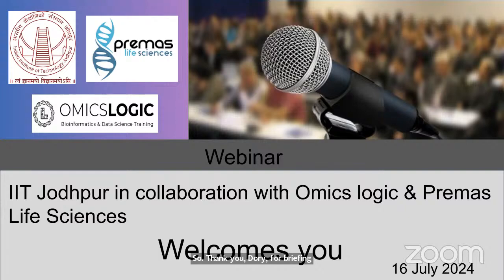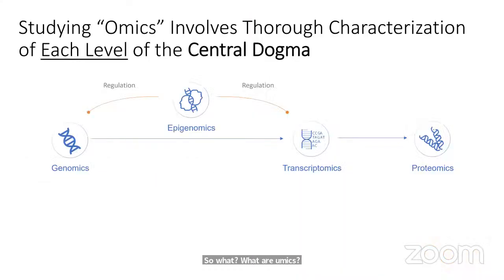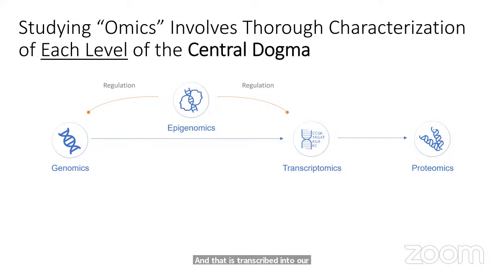So, one thing, have you noticed that when she was discussing the topics, we heard a lot about omics. So, what are omics? As you likely know, the central dogma of biology details how information is encoded in an organism and eventually becomes phenotype. The crucial information is encoded in a cell's genes and transcribed into RNA, which is then translated into protein.